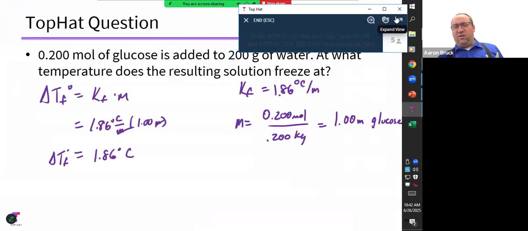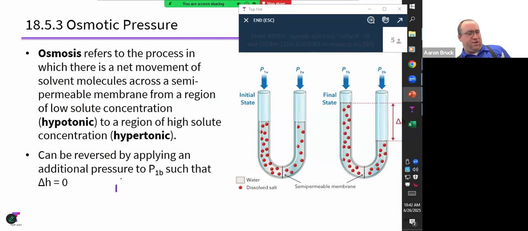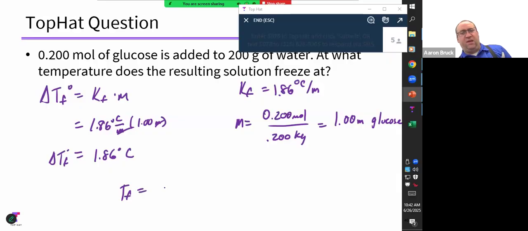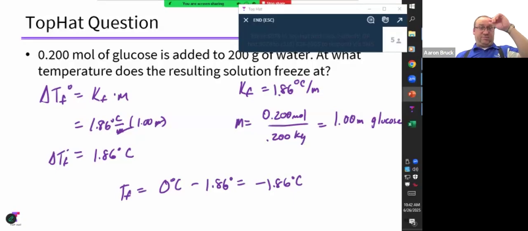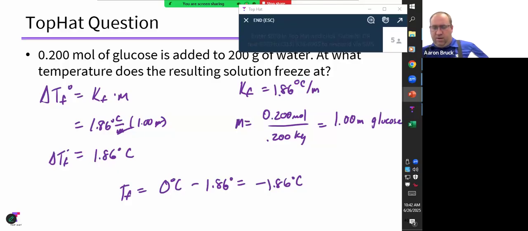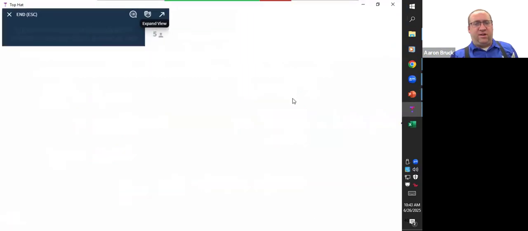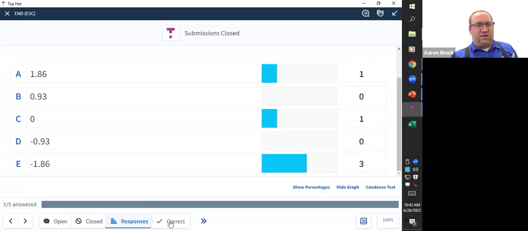So what does that look like? Well, our freezing point would be 0 degrees for water minus the change that we just calculated, which would be negative 1.86 degrees Celsius. And so that's why the last answer here is ultimately the correct answer. It's correct because we've got to go down in temperature.